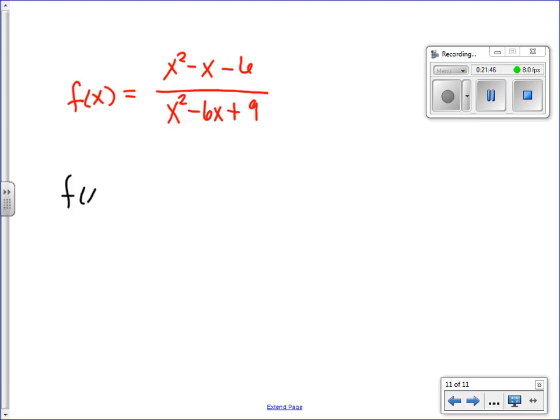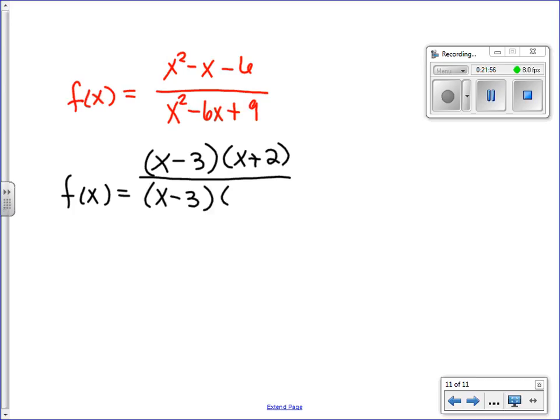Alright, so on this one, the top we know factors to x minus 3, x plus 2. We just did that. The bottom is going to factor to x minus 3, x minus 3. It's a bad example because it still has one. Let's flip these.